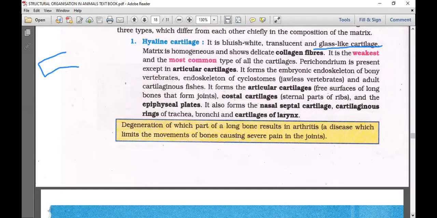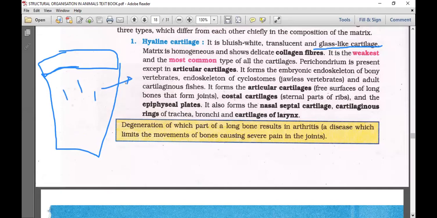What is the meaning of the matrix being homogeneous? Matrix is bluish white, and the fibers present in it are also white. That means it looks transparent. So very thin collagen fibers are present. That's why we consider this the weakest type, but it is the most common type of all cartilages. Okay, so that is hyaline cartilage.